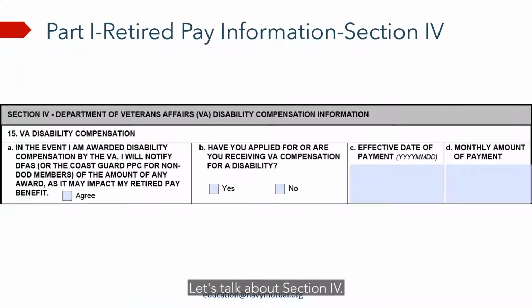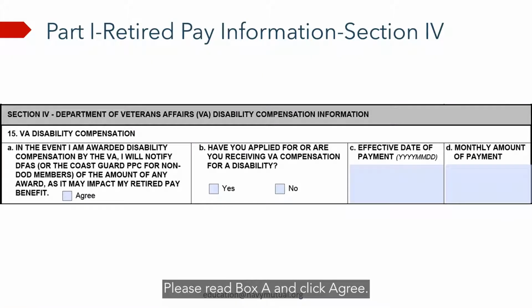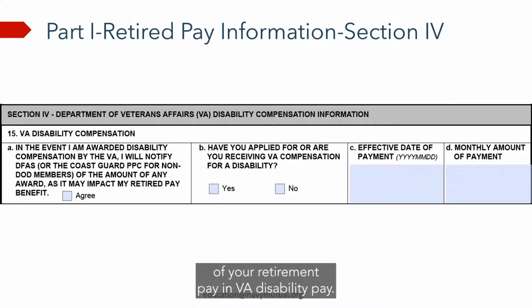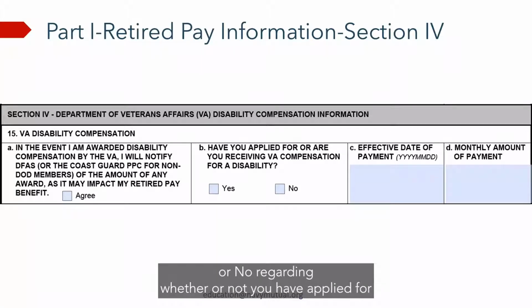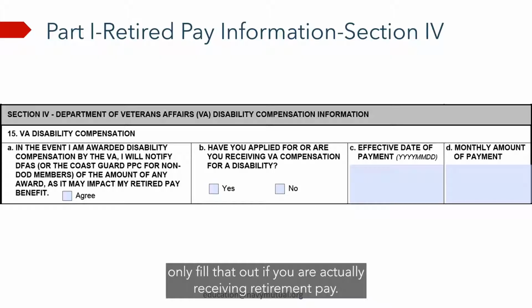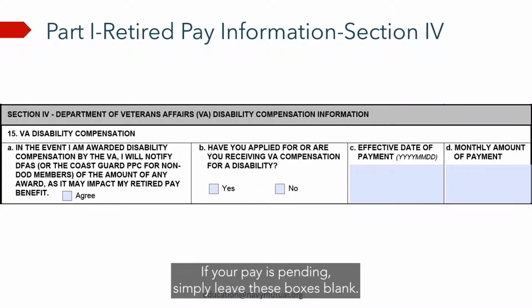Let's talk about Section 4. This relates to VA disability compensation. Please read box A and click Agree. This is basically explaining that there could potentially be an offset of your retirement pay and VA disability pay. In B, please click Yes or No regarding whether or not you have applied for or are receiving VA compensation. In boxes C and D, only fill that out if you are actually receiving retirement pay. If your pay is pending, simply leave these boxes blank.